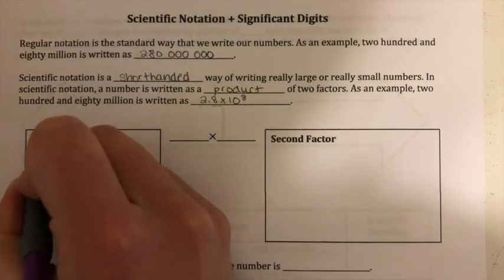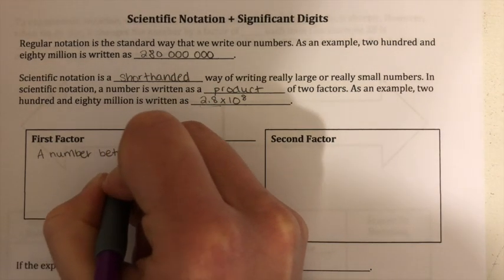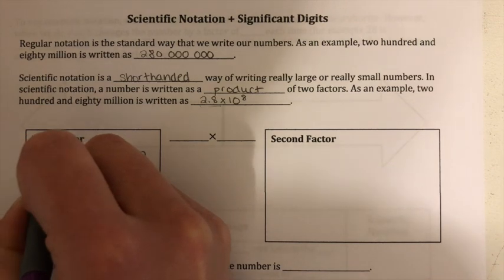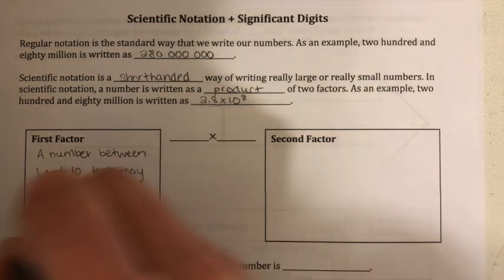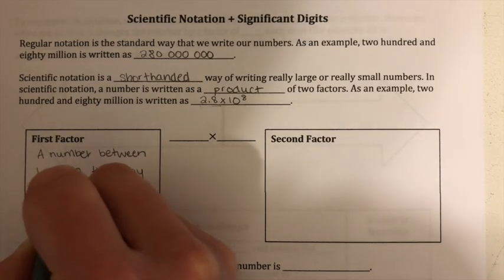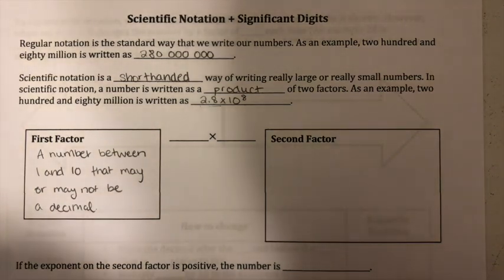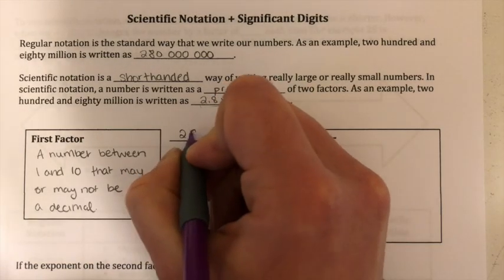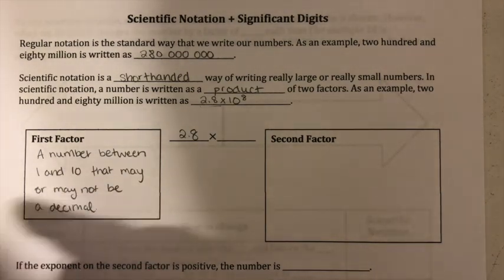My first factor is going to be a number typically between 1 and 10 that may or may not be a decimal. Okay, so it doesn't always have to be a number between 1 and 10, but generally that's what you're going to see the most of, a number that is between 1 and 10. So for 280 million, that number is 2.8. So it is between 1 and 10, and in this case, it is a decimal.